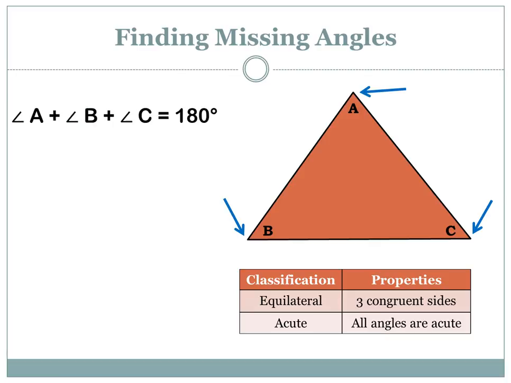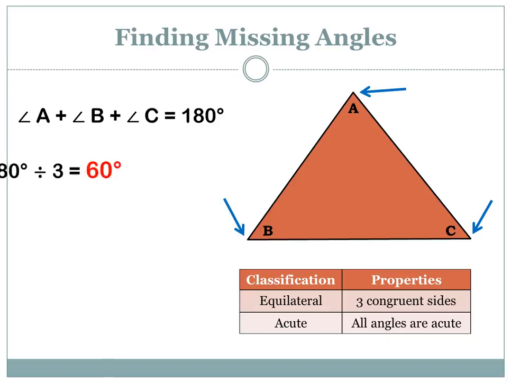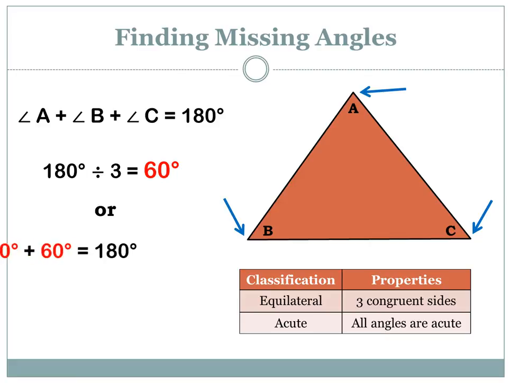We know that the sum of the angles in triangle ABC will equal 180 degrees. You can calculate this by dividing 180 degrees by 3. The result is 60 degrees. This means that the missing angle A, angle B, and angle C each have a measure of 60 degrees.